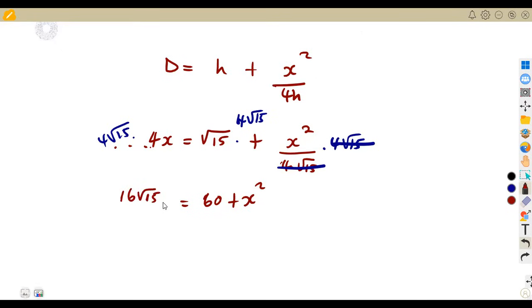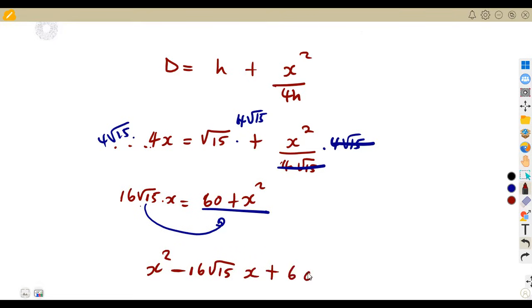On this side, if you multiply this properly, you are going to obtain 16 square root of what? Of 15 times x. Since this is a quadratic equation, we can just start by writing, take this to this side so that we can have our equation having x squared starting with a positive, all right? So this will be a negative 16 square root of 15x, 60 to this side, which is just gonna remain as 60 where it is. This is equal to 0.